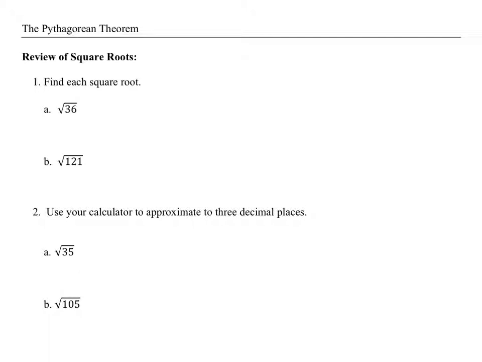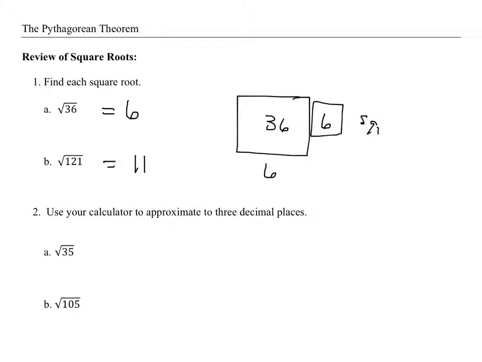The square root of 36 is 6, because 6 times 6 is equal to 36. And the square root of 121 is 11, because 11 times 11 is 121. I think about it this way: if I know the area of a square is 36, then each side must be 6, because 6 times 6 is 36, so here's my square root. Cool?